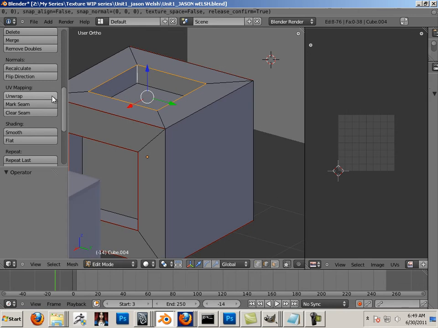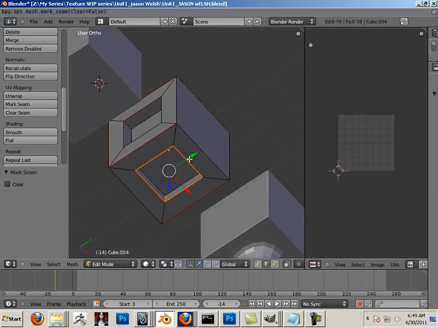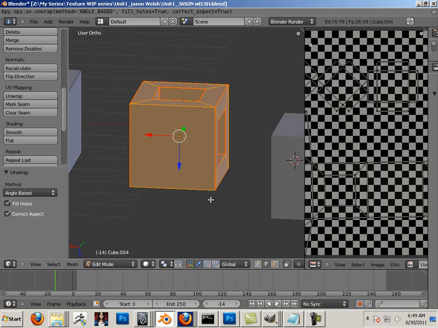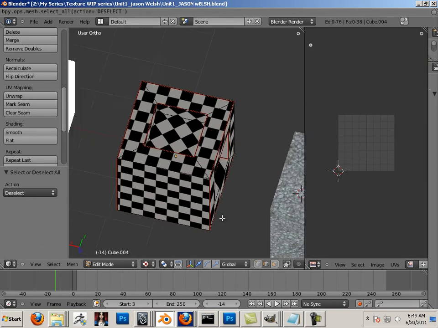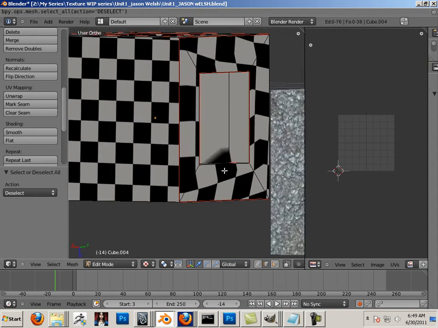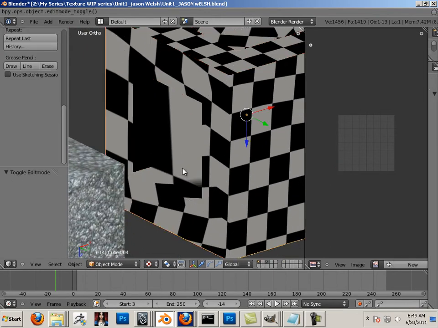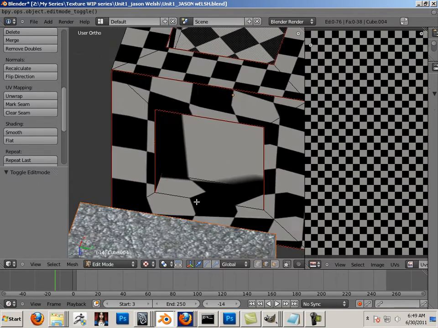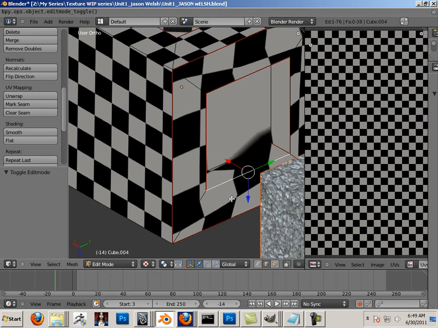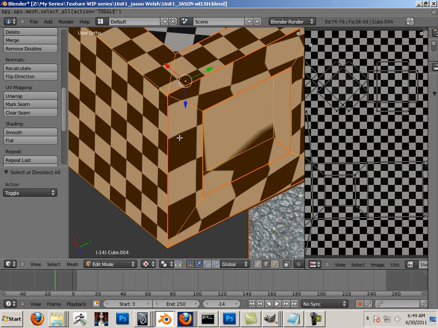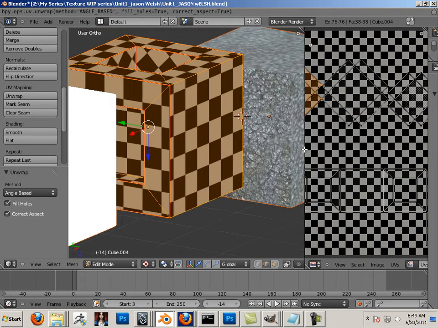Okay, if I mark these seams here and then unwrap it, and then look at it in texture mode, look what happens now. Something happened in this area because it is very ugly. But I know that because of the checker pattern. It's telling me that. And it is because I missed this seam right here. So that looks a lot better.